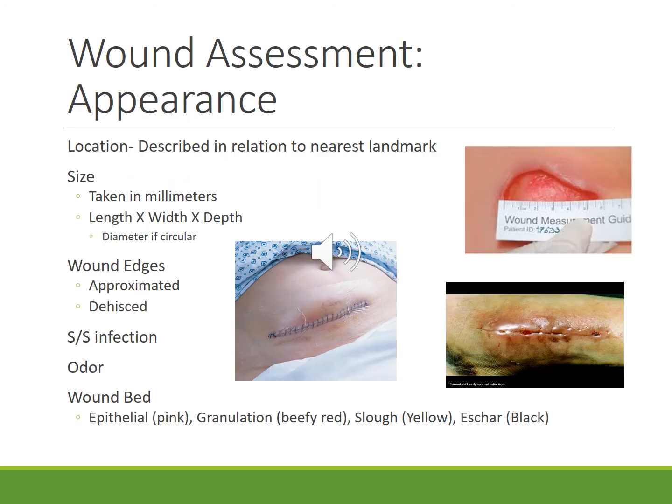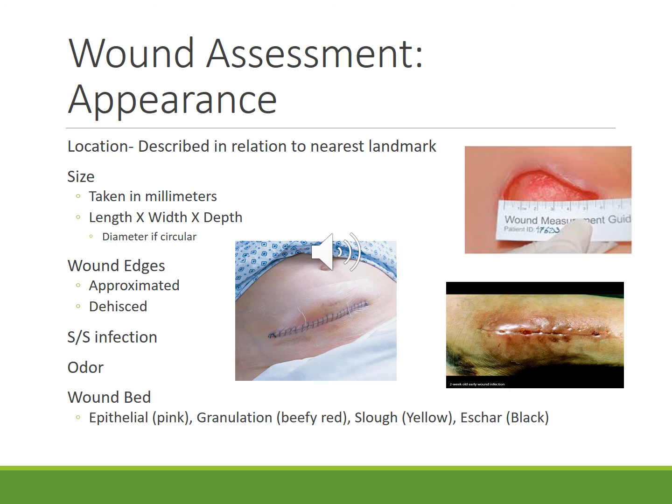So just going a little bit further, and you will do some of this, I believe, in Skills Lab, but when you're doing a wound assessment, what location is it at? Because you're going to have to, in your documentation, describe the location in relation to its nearest landmark, or where is that incision at? Is it in the right lower quadrant of the abdomen? We're going to want to measure it. And we're going to also want to note the length, the width, and the depth of that wound.